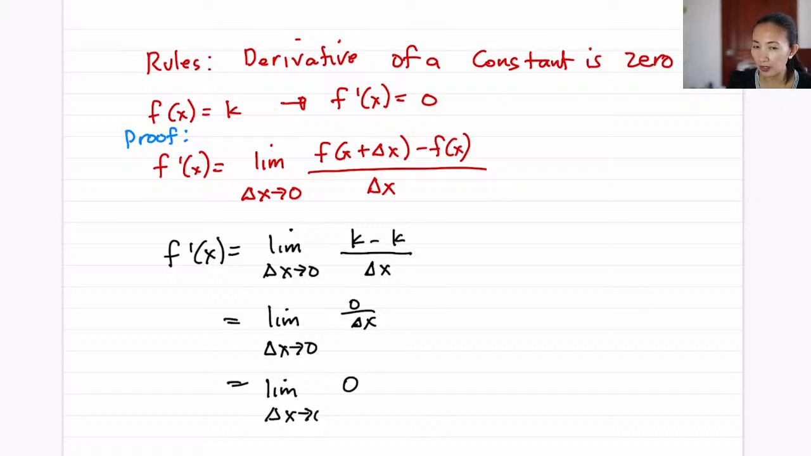And from limit theorems, what did we say? Limit of a constant is the constant itself. Okay, so limit of 0 is equal to 0. And that proves the first rule. The derivative of a constant is 0. So please do not confuse it with, the derivative of a constant rather is 0. But limit of a constant is the constant itself. Okay, so we shall continue with rules of differentiation next meeting.